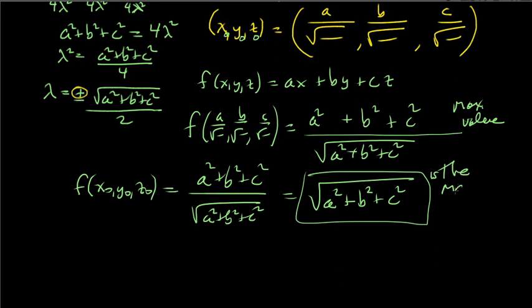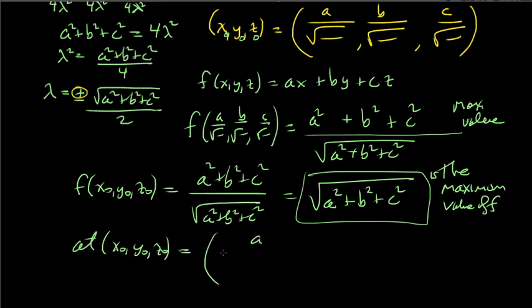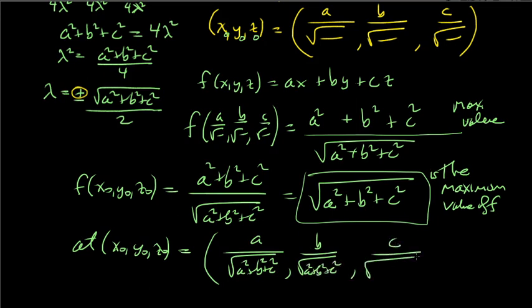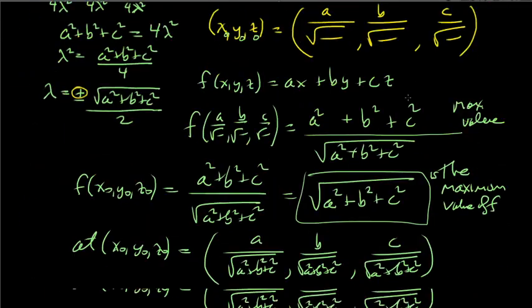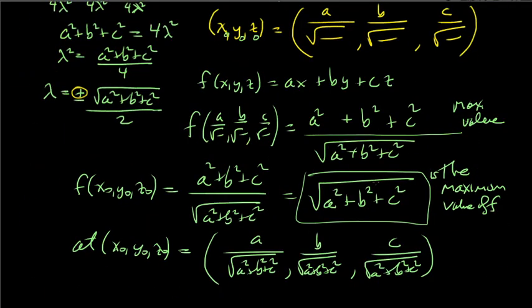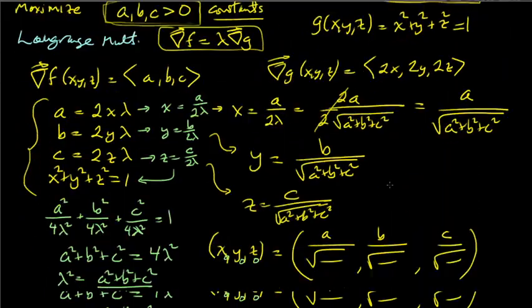So this is the maximum value of f, and it occurs at the point x0, y0, z0, which I don't want to write out again, but it's a over the square root of a squared plus b squared plus c squared, b over the square root of a squared plus b squared plus c squared, and then c over the square root of a squared plus b squared plus c squared. So that's essentially the point on the sphere where the value of the function is maximum. Yeah, maximum.